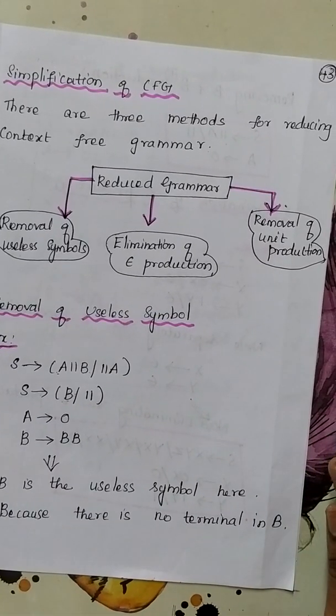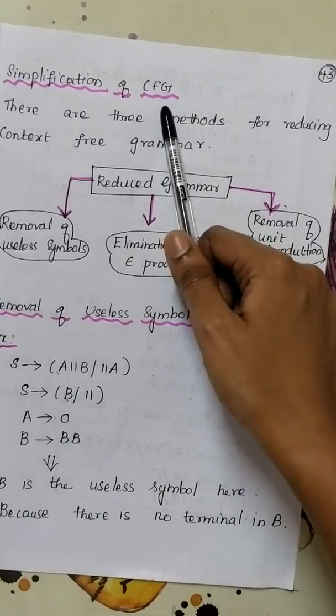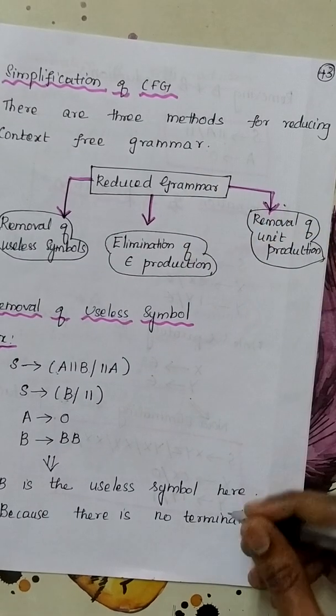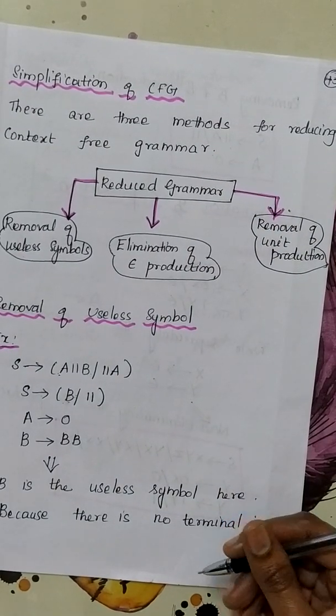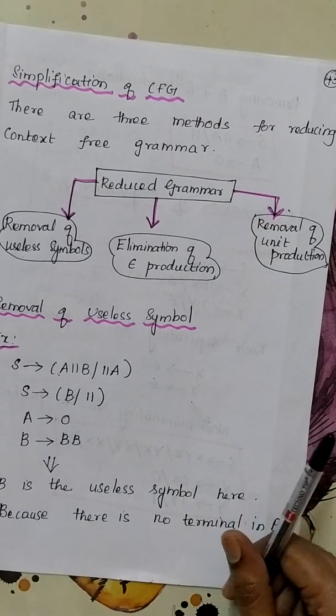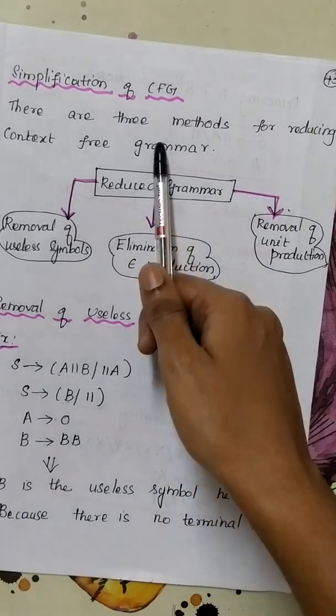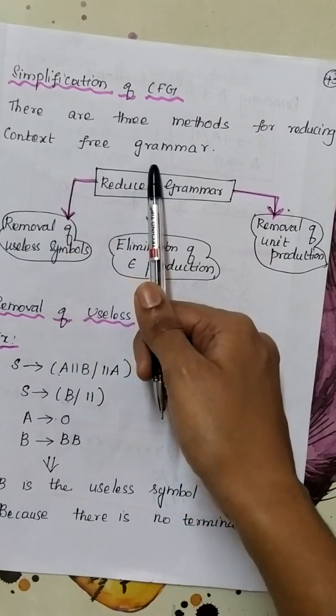In this class, we are going to study simplification of context-free grammar. The purpose of simplifying a context-free grammar is reducing the redundant productions of the grammar. There are three methods for reducing the context-free grammar.